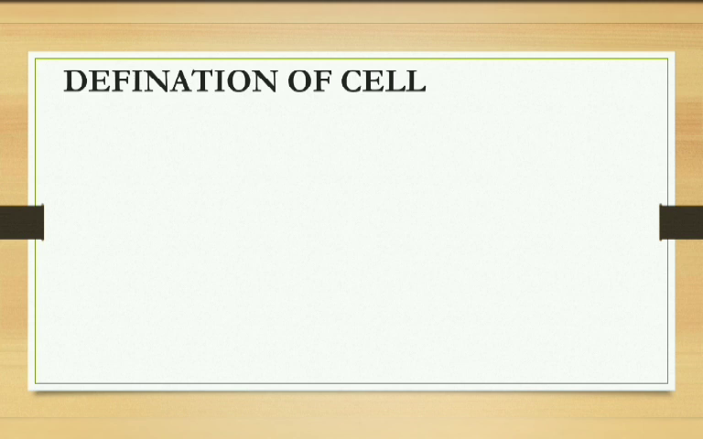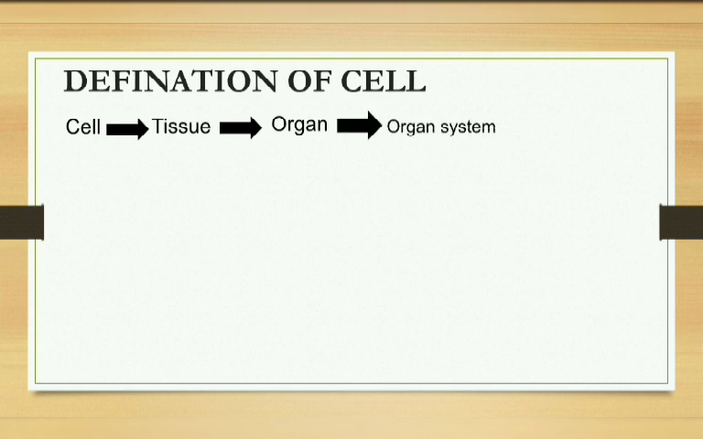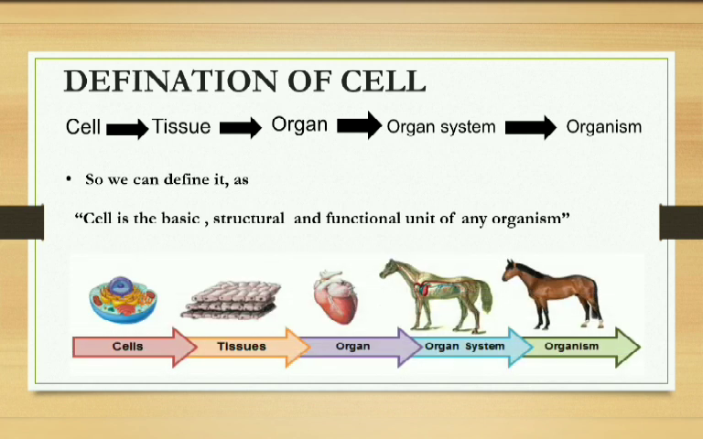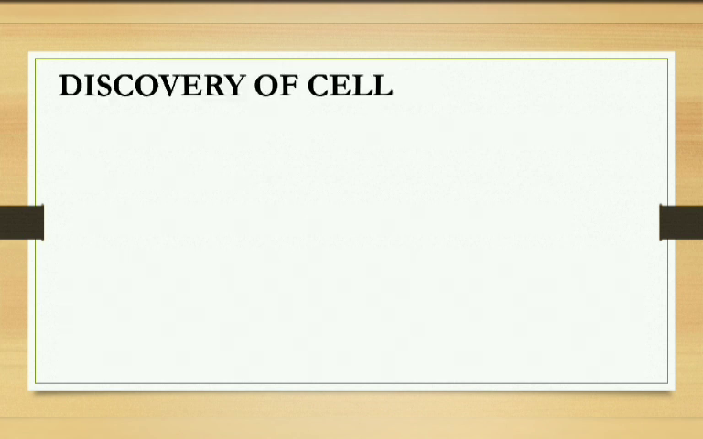As we know from class 6, many cells combine together to form tissue, tissues combine to form organ, organs combine to form organ system, and later it is converted into the organism. So we can define it as: cell is the basic structural and functional unit of any organism. Here we can show cell, tissue, organ, organ system, and organism. Get back to the next topic, that is discovery of cell.